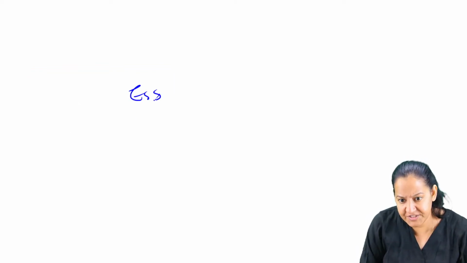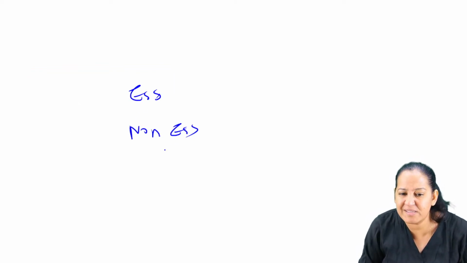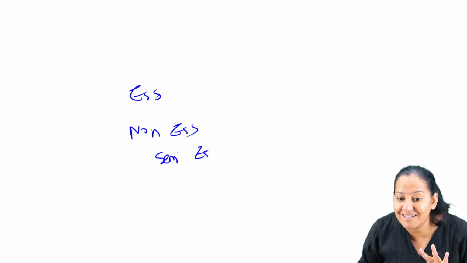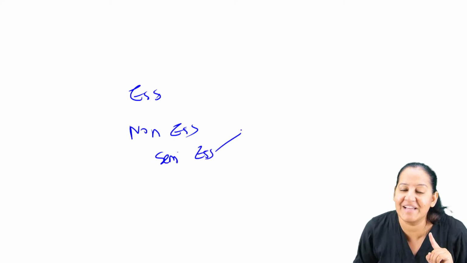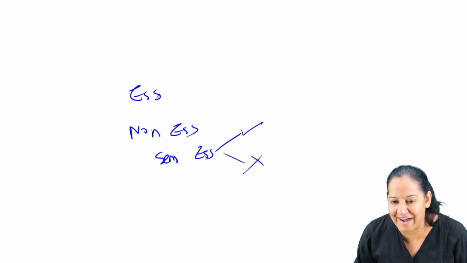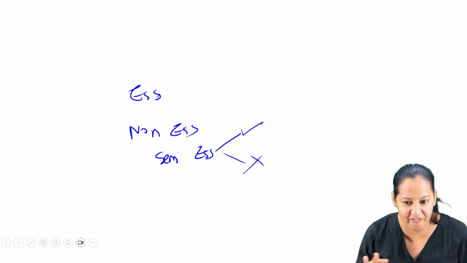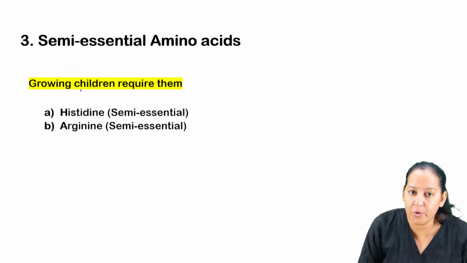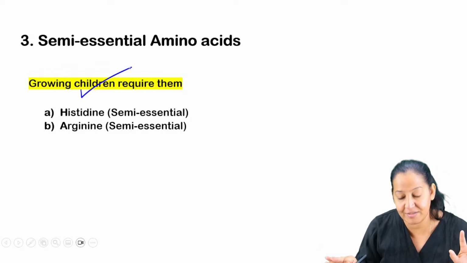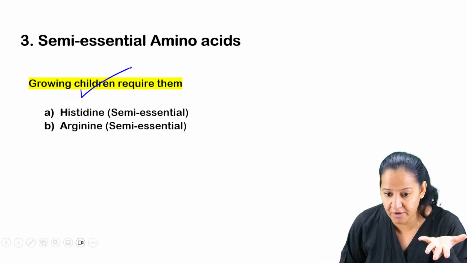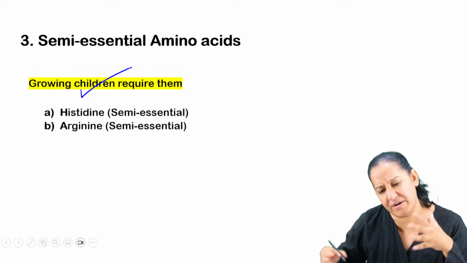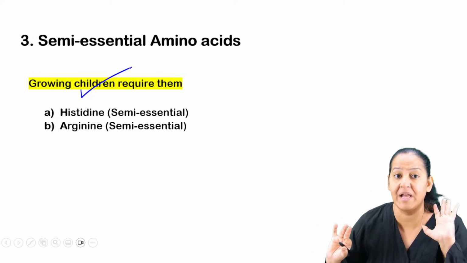We have learned essential. We have learned non-essential. But what is the semi? Semi means half half. What is semi-essential? They are essential for children but not essential for adults. That's why semi. They are required only in children but they are not required in adults. So children should eat them in diet. They are essential for them but adults should not eat them. The body will take care of them. It is synthesized in the body. So they are semi-essential.